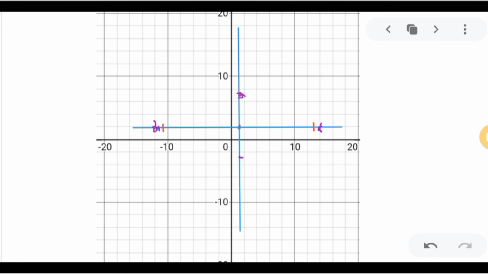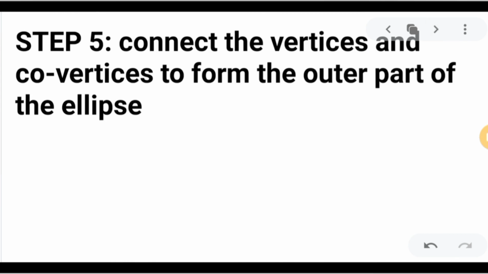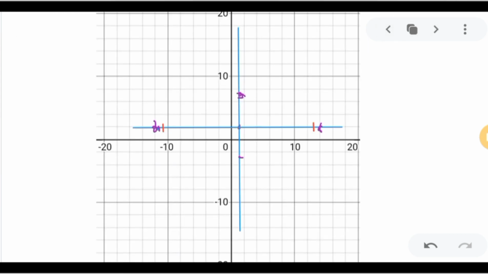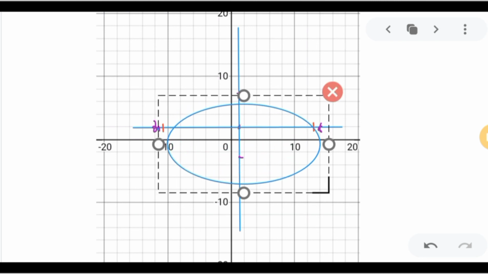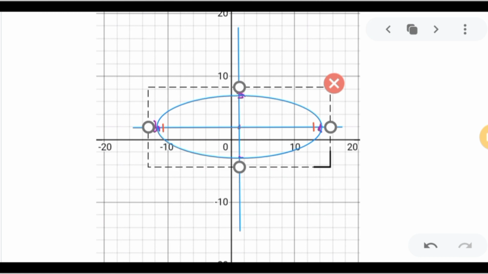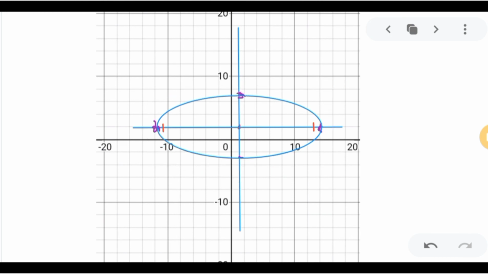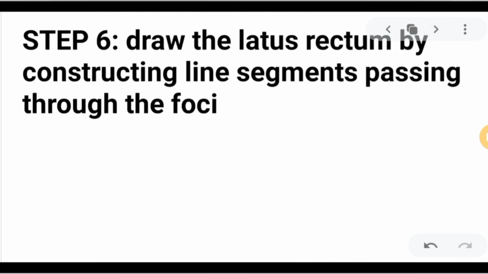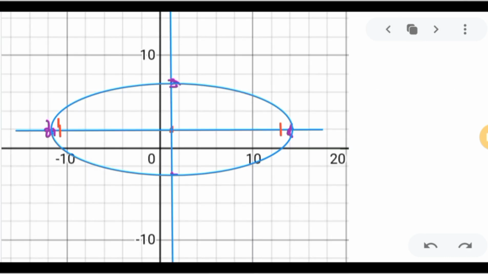So, the next step that we need to do is connect the vertices and co-vertices to form the outer part of the ellipse. So, this is your ellipse here. Okay. Ipagpantay natin sa points. Then, that is the ellipse now. And then, the next step that we need to do is to draw the latus rectum by constructing line segments passing through the foci.